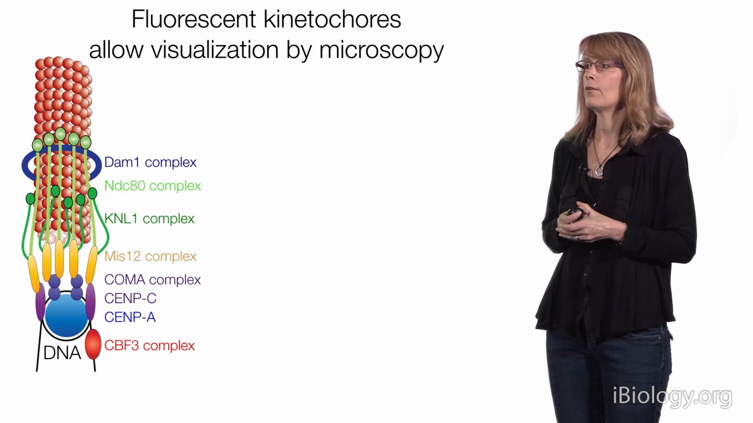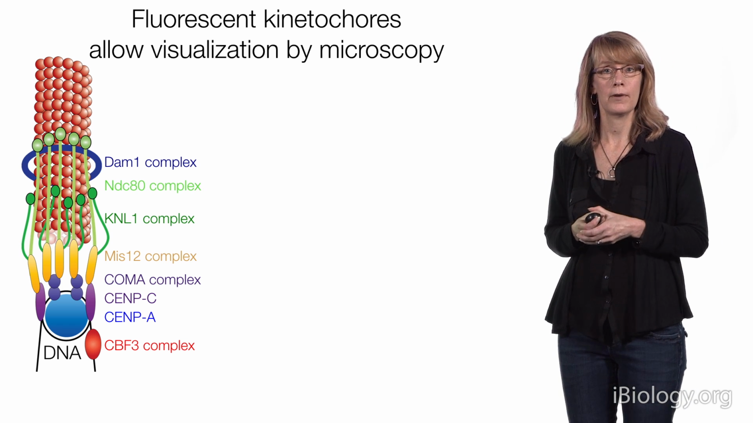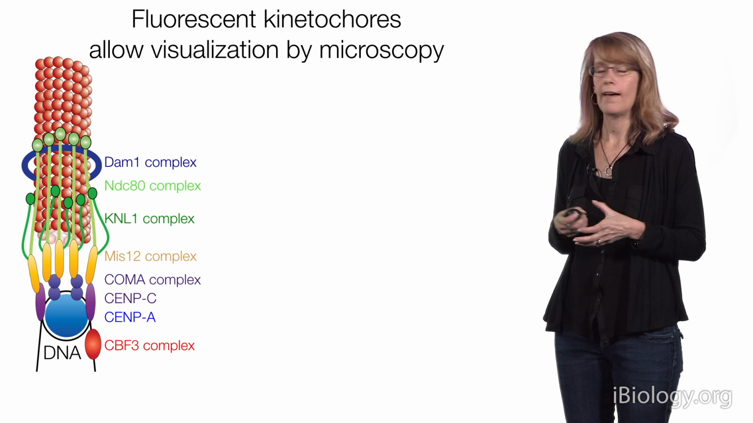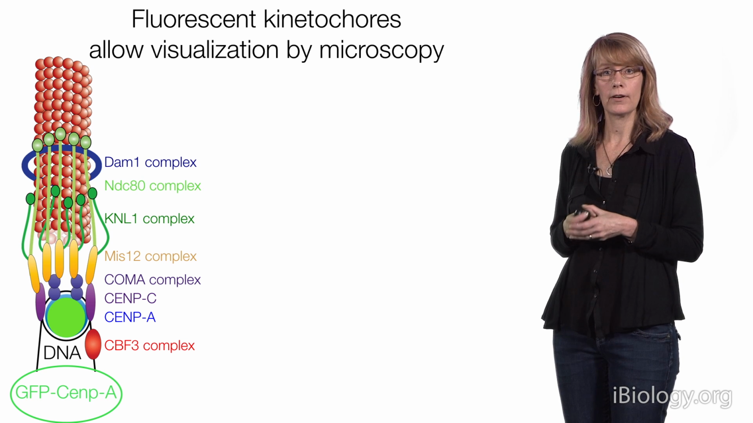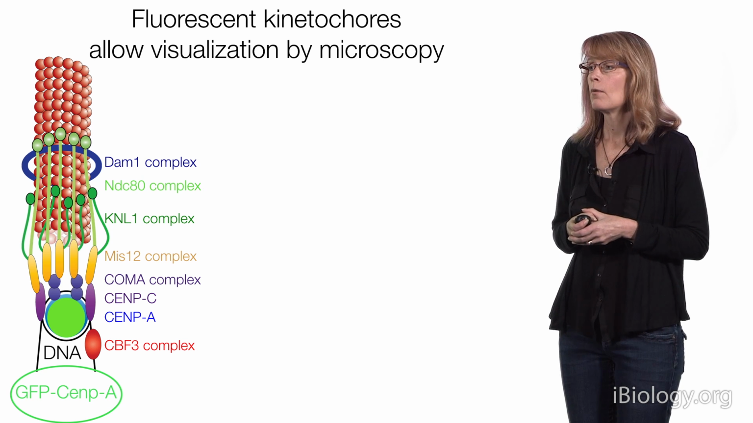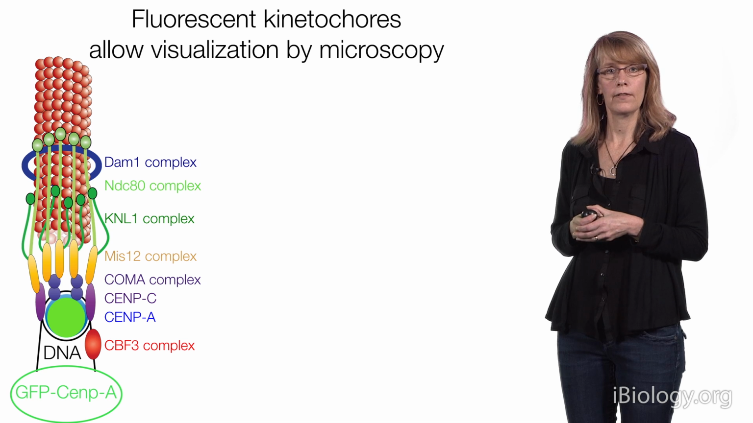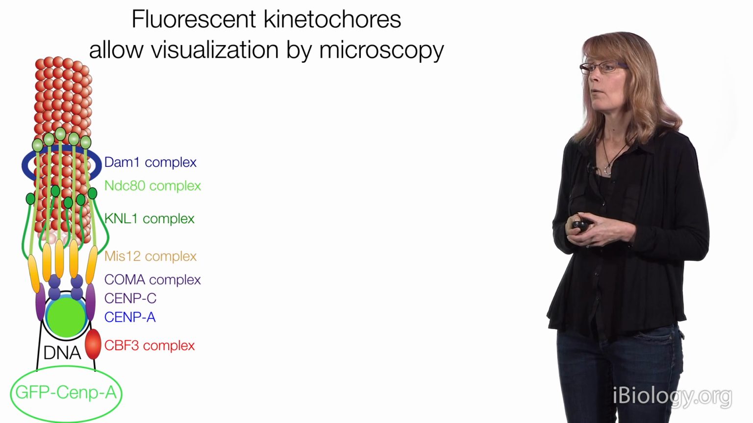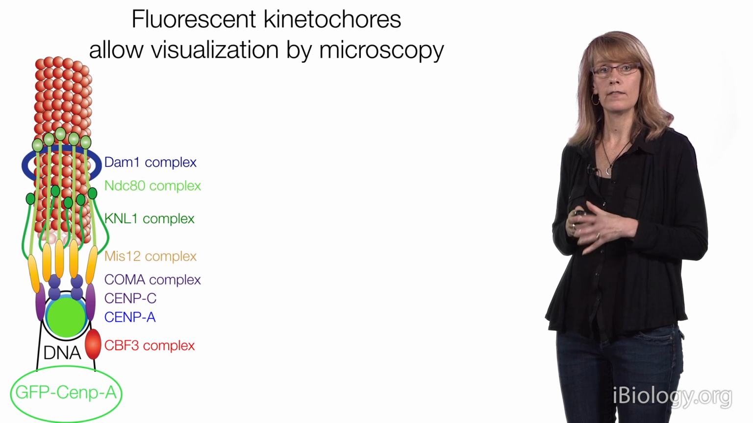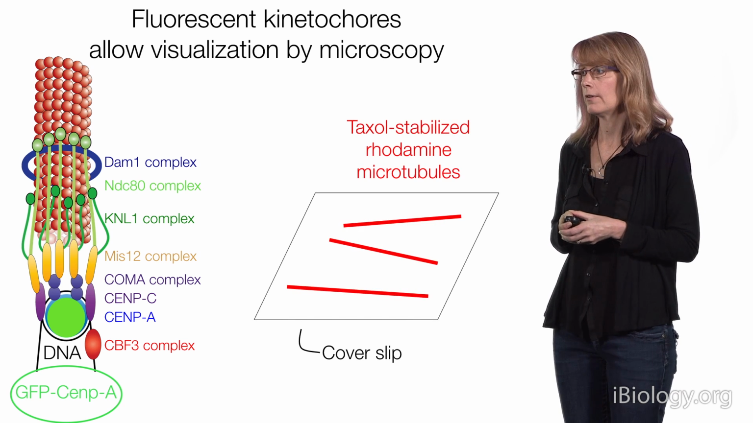First, we made the kinetochores fluorescent so that we could see them under the microscope. You can GFP tag any kinetochore protein, but for the work I'll show you, we GFP tagged the centromeric histone called SEMP-A. We then purified those kinetochores so that they were fluorescent green due to the presence of SEMP-A. We then made microtubules, and this is easy to do in vitro with purified tubulin.